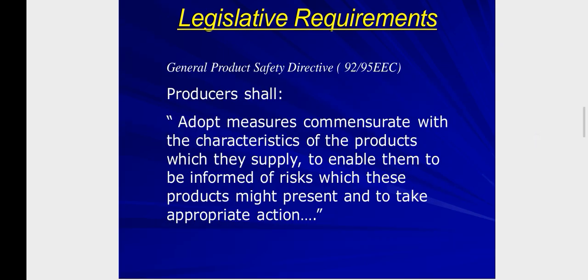The producer shall adopt the measures commensurate with the characteristics of the food products which they supply. They enable them to be informed of the risk which these products might present and take appropriate action. So this is the legislative requirement.